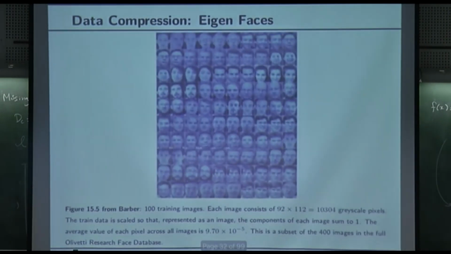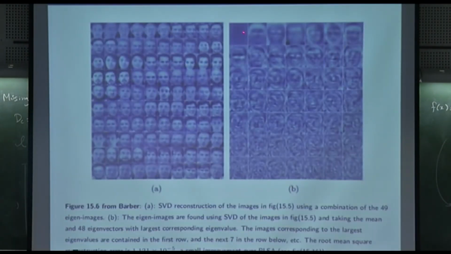So same thing over here, you first take out the mean, and the mean in this particular case has no real features except that it's not black, it's got some level. So that's the mean, and then you have 48 eigenvectors with the largest eigenvalues. The images corresponding to the largest eigenvalues are in the first row, then the next 7 in the next row, and so on. The root mean square of the reconstruction is 10 to the power minus 5, a small improvement over PLSA. We will get to this method in a little bit.